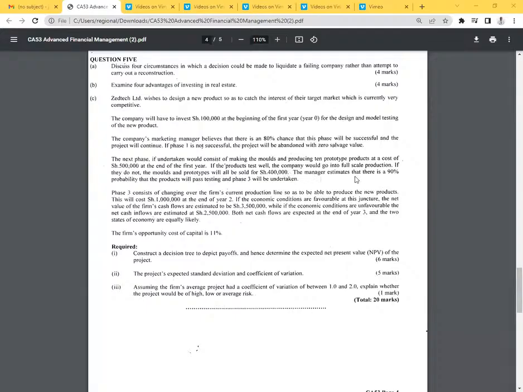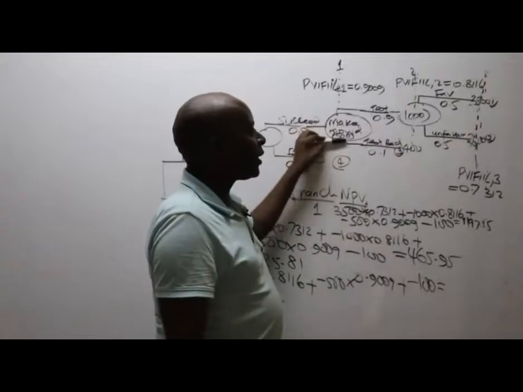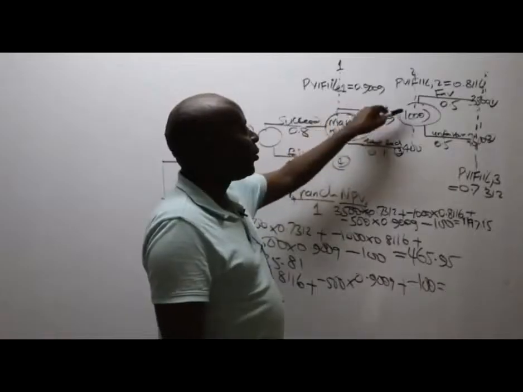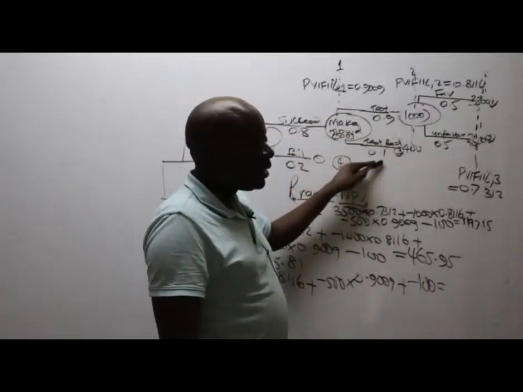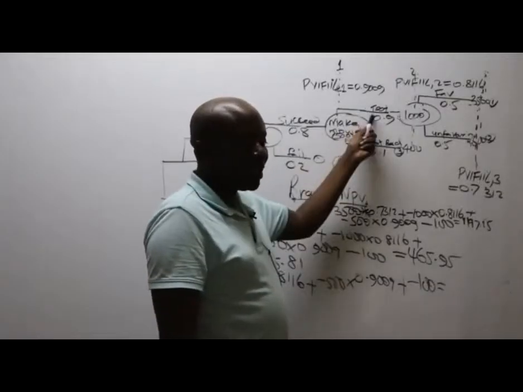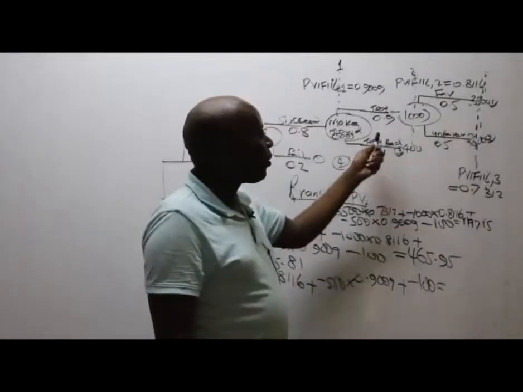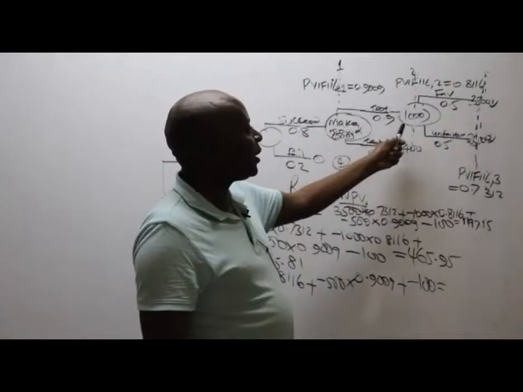The manager estimates that there is a 90% probability that the product will pass the test and phase 3 will be undertaken. So meaning, ladies and gentlemen, that if we make the molds, there are 2 possibilities. We either pass the test, that is testing well, with 90% probability, or we fail. With what probability? 10%, because 0.9 and 0.1 will always add up to 1. So when I know one of them is 90%, the other one must be 10%.